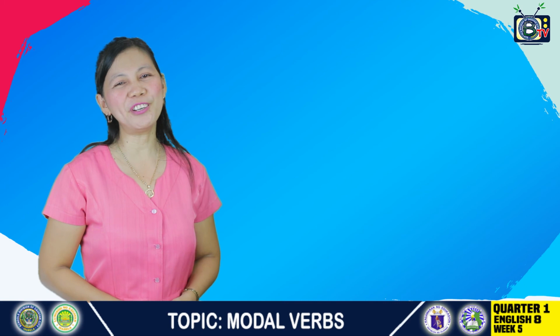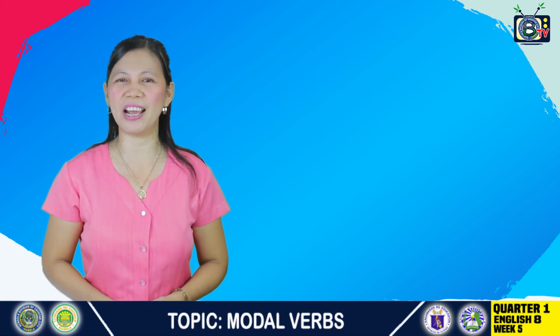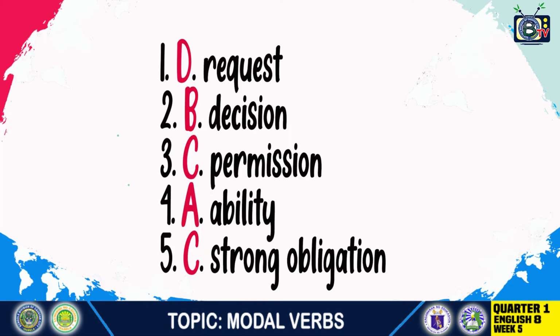And let me give you now the answer of the exercise. For number 1, it's a request. Letter D. For number 2, it's a decision. Letter B. Number 3, it's a permission. Letter C. Number 4, it's an ability. Letter A. And number 5 is strong obligation. Letter C.